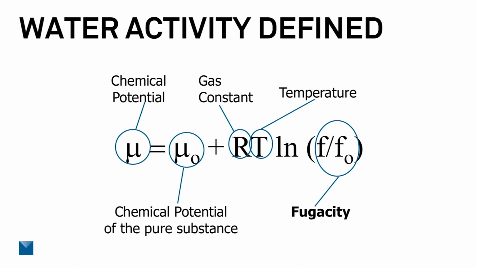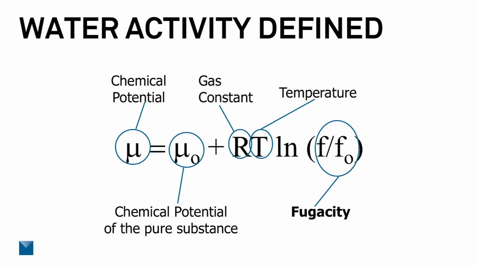All right. When we're talking about energy systems, we can adapt the Gibbs free energy equation to determine activity of the water in a system at a given temperature. If we want to determine the energy of water in a system, it would be equal to the energy of pure water plus the gas constant, which is R here, times the temperature, and then the natural log of fugacity.